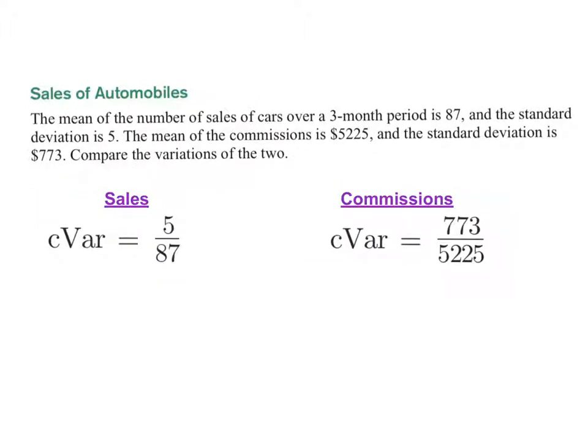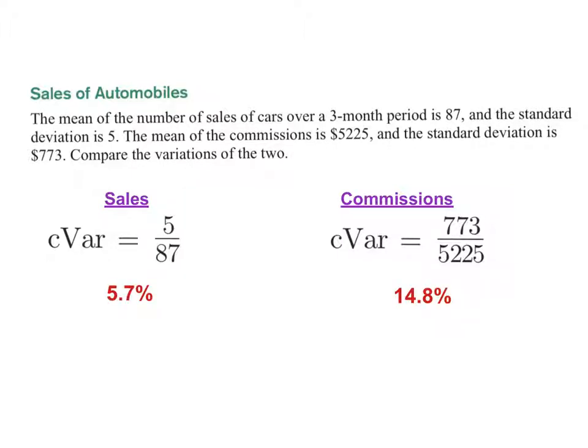Coefficient of variation for sales. The standard deviation is 5. The mean is 87. For commission, the standard deviation was 773, and the mean commission was 5,225. How many have them set up like that? Okay, good. Convert them to cents.